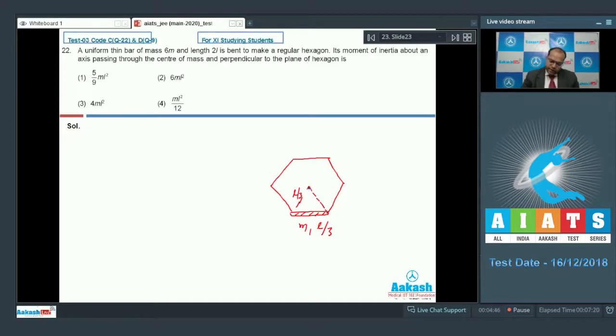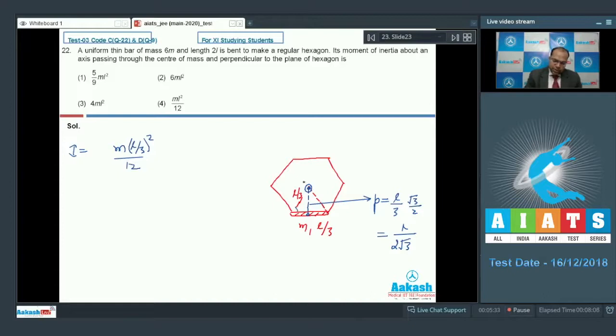If I calculate this perpendicular separation, say this is p, then p is equal to l by 3 into sine 60 degrees. This angle is 60 degrees, so root 3 by 2. So it comes out to be l by 2 root 3. Now if I write the moment of inertia of the complete system about an axis which is passing through this point and perpendicular to the plane, the moment of inertia of this rod about its own center can be written as m into l square, so l by 3 whole square by 12. So this is the moment of inertia about its center.